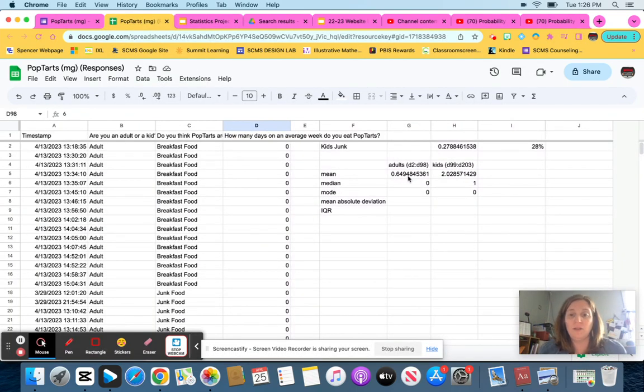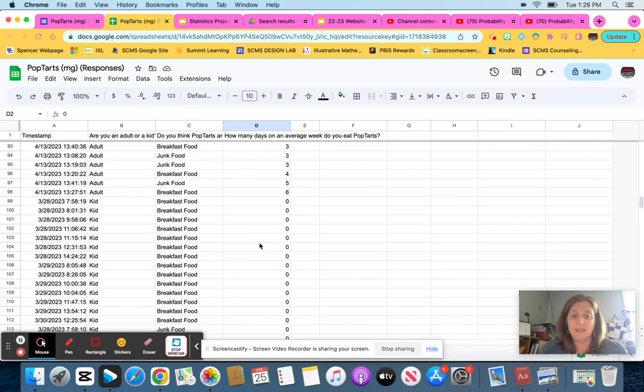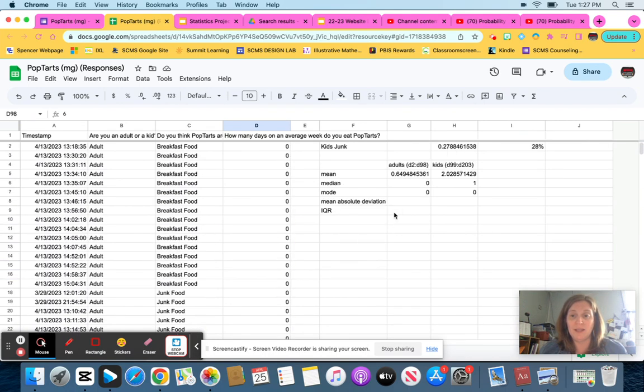If you will go back and look at your cells that you need for your two populations. For me, my adults was D2 to D98. And again, to get that, I'm looking at my numerical data. D2 is my first adult cell. D98 is my last adult cell. And then D99 to D203 are my kid cells.